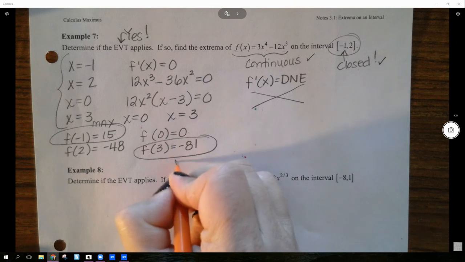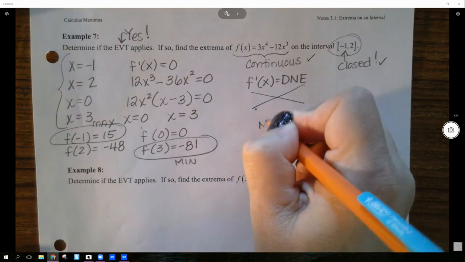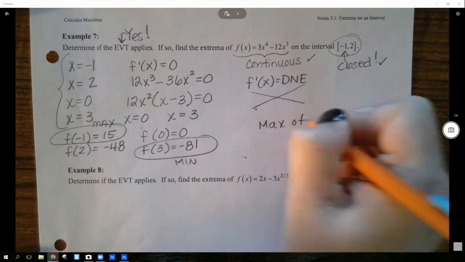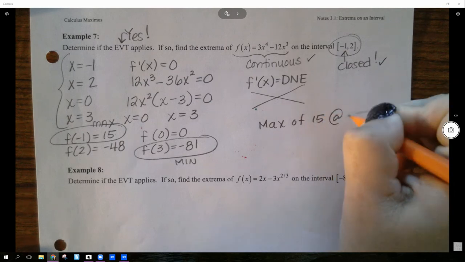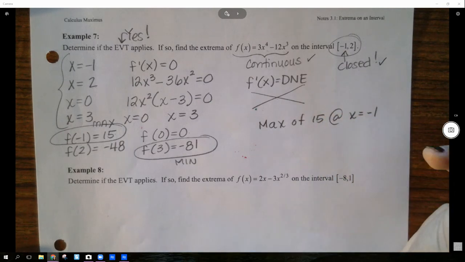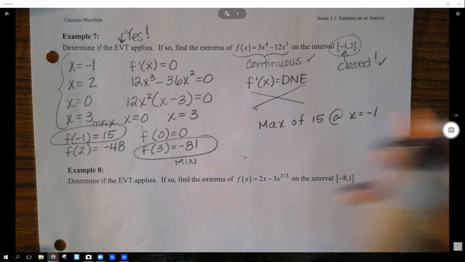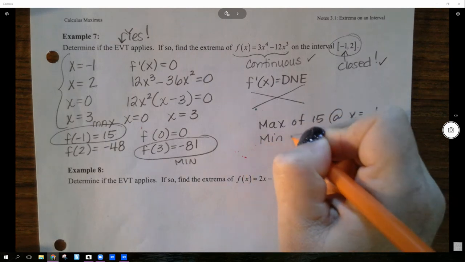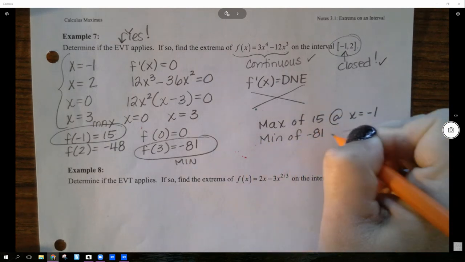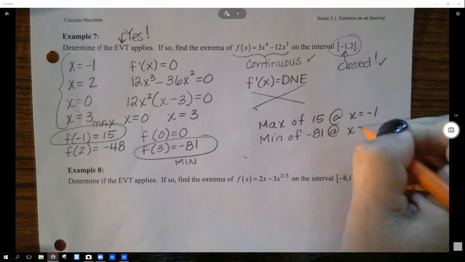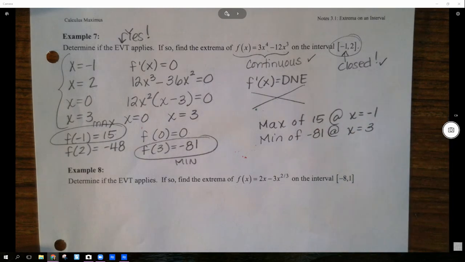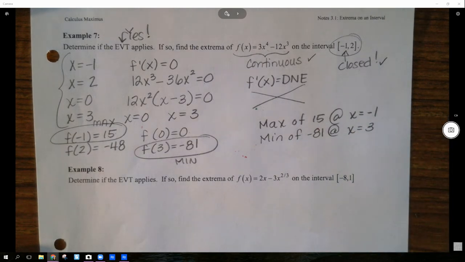So this is your min. So you have a max of 15 occurring at x equals -1. And you have a min of -81 occurring at x equals 3. Okay, and that question's done. Let's look at example number 8.